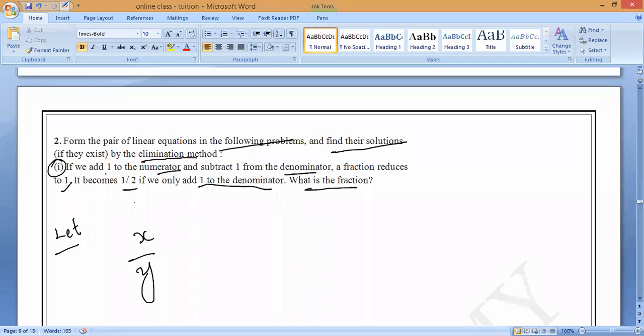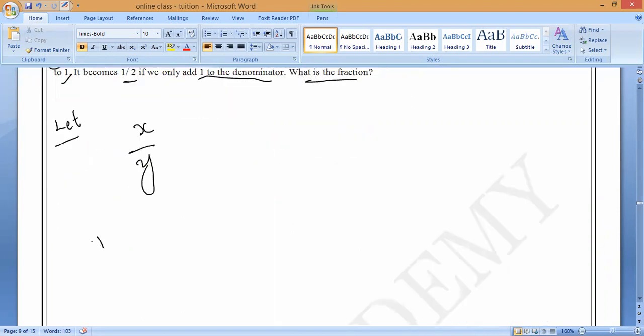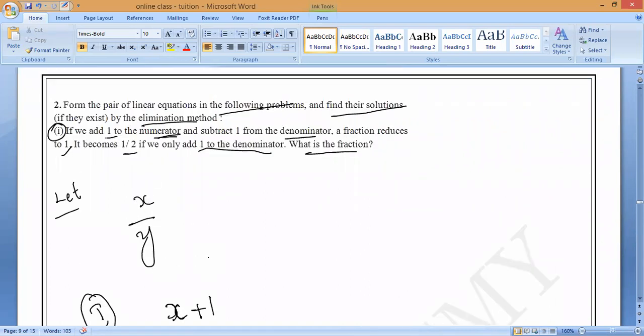So, first condition is 1 added to the numerator. What is the numerator? X, correct? 1 is added to the numerator: x plus 1. Next, subtract 1 from the denominator. Our denominator is y.